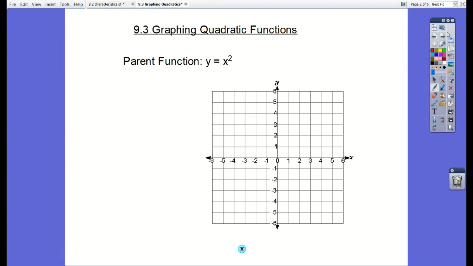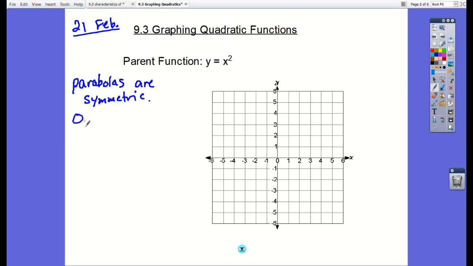Before we graph this parent function, I just want to make some comments about quadratics and parabolas, just as reminders. Remind yourself that parabolas or quadratic functions are symmetric. What that means is you only really need half of the graph. Once we get half of the U shape, we can reflect it over.